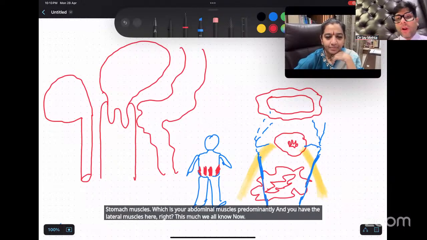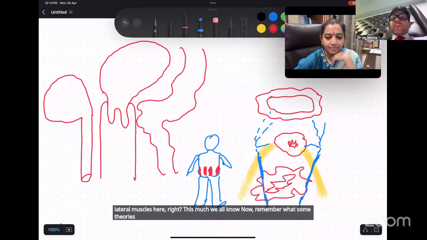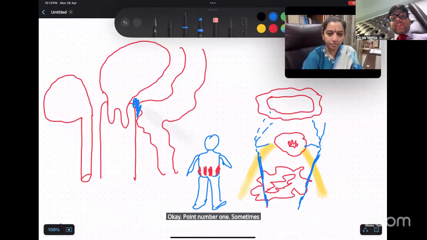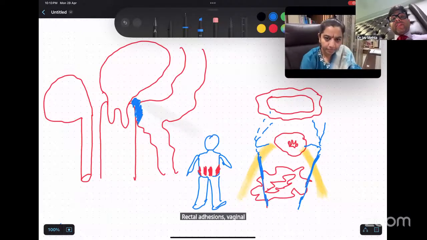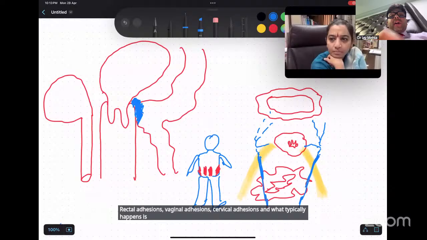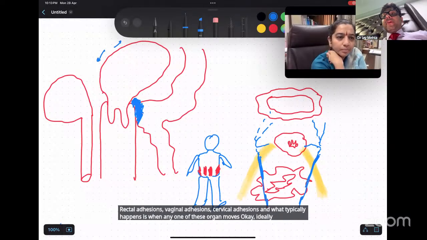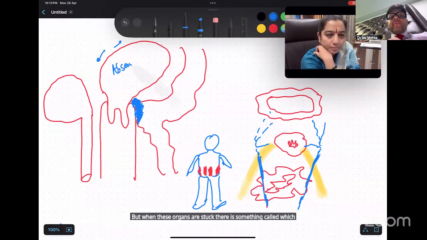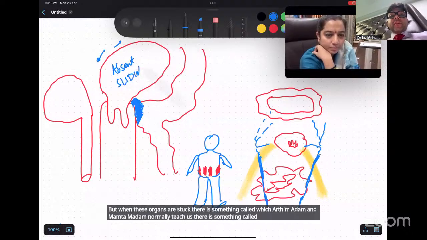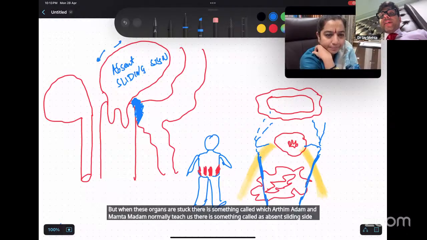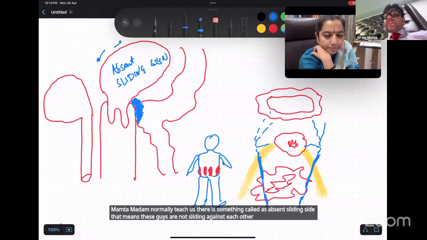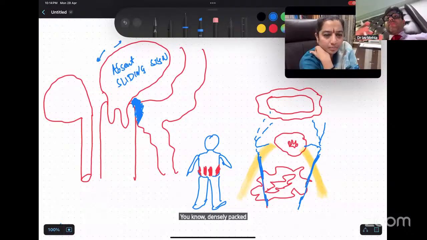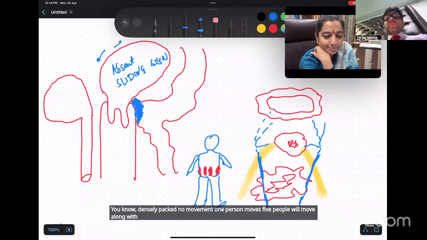Now, remember what some theories try to correlate with the pain, and this is going to be very, very quick. Point number 1. Sometimes you have these dense adhesions, rectal adhesions, vaginal adhesions, cervical adhesions, and what typically happens is when any one of these organs moves, ideally these organs are independent of each other. But when these organs are stuck, there is something called absent sliding sign. That means these organs are not sliding against each other. They are stuck to each other, like how people are stuck in a Mumbai local train, densely packed, no movement. One person moves, 5 people will move along with that, and that movement is going to cause pain.